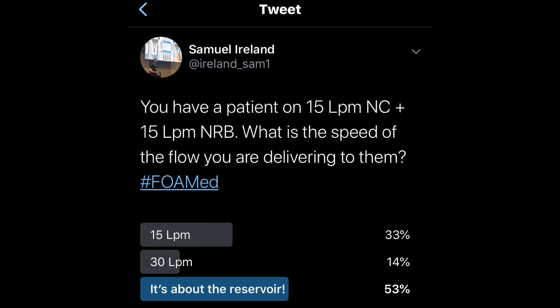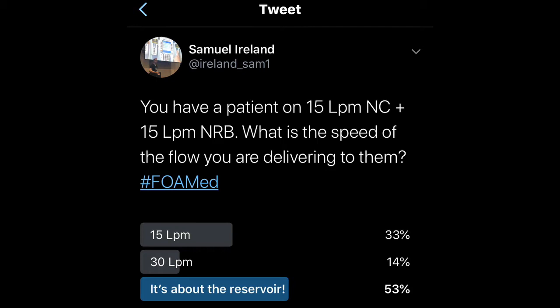That was actually a distractor item because this is a question about the speed of the flow that you are delivering to them. So basically what the question is asking is, do you get an additive speed? So if I have two devices at 15 liters per minute, does it actually equal 30 liters per minute of total flow? So you might ask, why does this even matter? Well, a lot of people are doing this for denitrogenation. They're using it for pre-oxygenation for those patients that we're going to end up placing an advanced airway into. And we want to know if adding an extra device is actually giving us any added benefit.